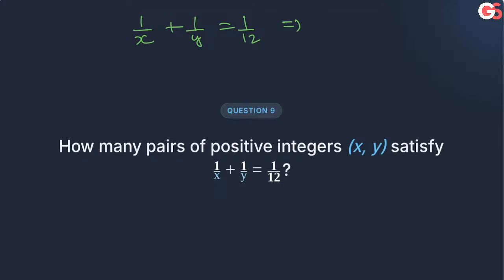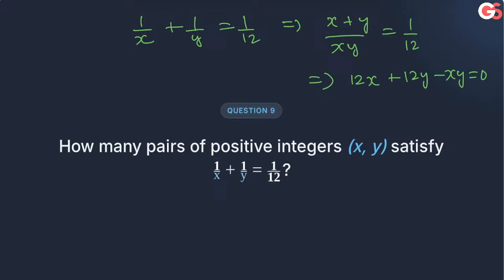We'll write it as x plus y upon xy is equal to 1 by 12. If I cross multiply, I'll get 12x plus 12y minus xy is equal to 0. Right? That's what we're getting. I can take things common now. So here, let me do one thing. Let me take from these two, let's take x common. I'll have 12 minus y, right?